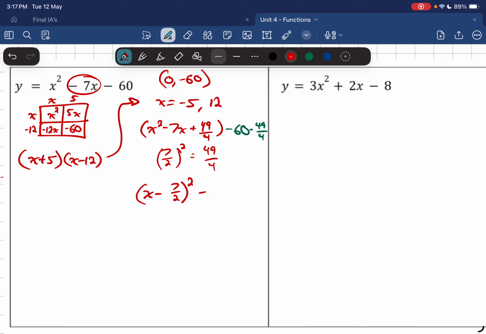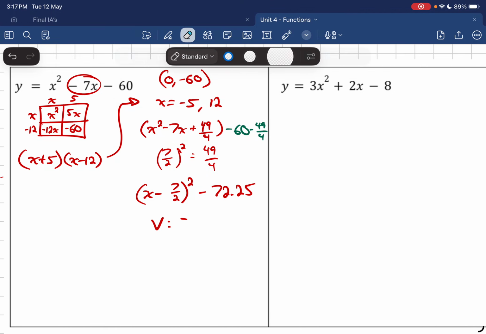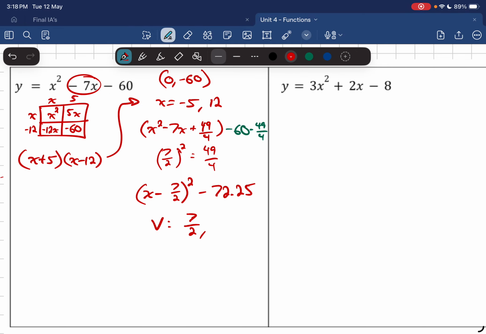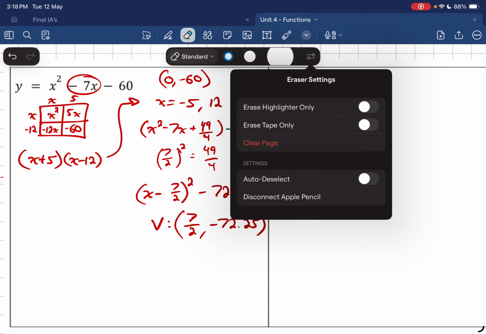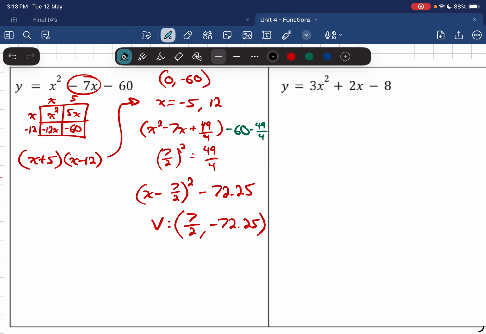Which looks like -72.25. This means that my vertex is going to be, it's always the opposite of what you think, so 7 over 2, comma, -72.25. So I have my y-axis intercept, I've got my vertex, and I have my x-axis intercepts, so that is enough to go ahead and graph.